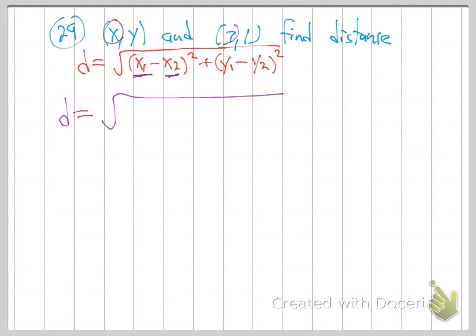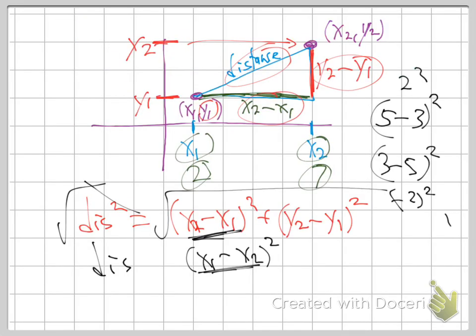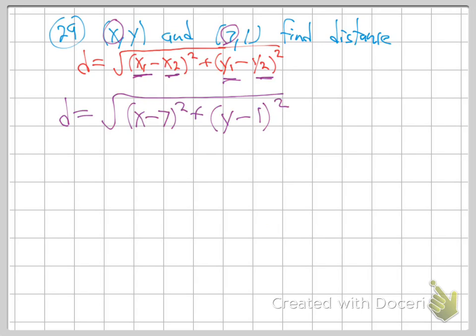So x and 7, how about? The two y values, any order. Y minus 1. Good to there? But now, when we look at the answers, see how they're all just a bunch of x answers, no y anywhere? So I'm going to have to get rid of y. So how am I going to get rid of y? Yeah, plug in what they gave you.